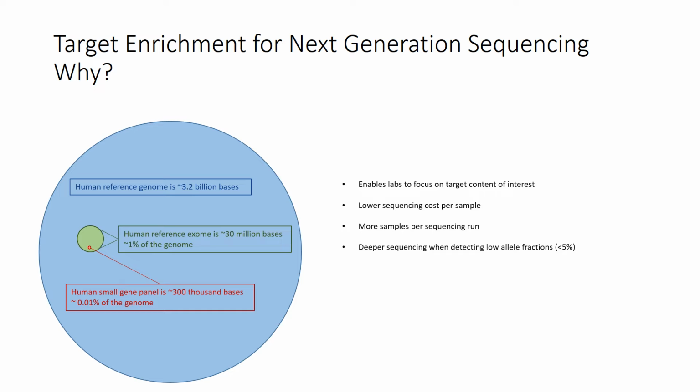And it enables deeper sequencing when detecting low allele fractions of, let's say, 5% or even lower. And in some cases, you want to go below 1%. And anytime you're going to these minor allele fractions that are very low, you have to sequence more deeply to be able to detect them reliably. Ultimately, it's all about efficiency and lowering cost per sample.